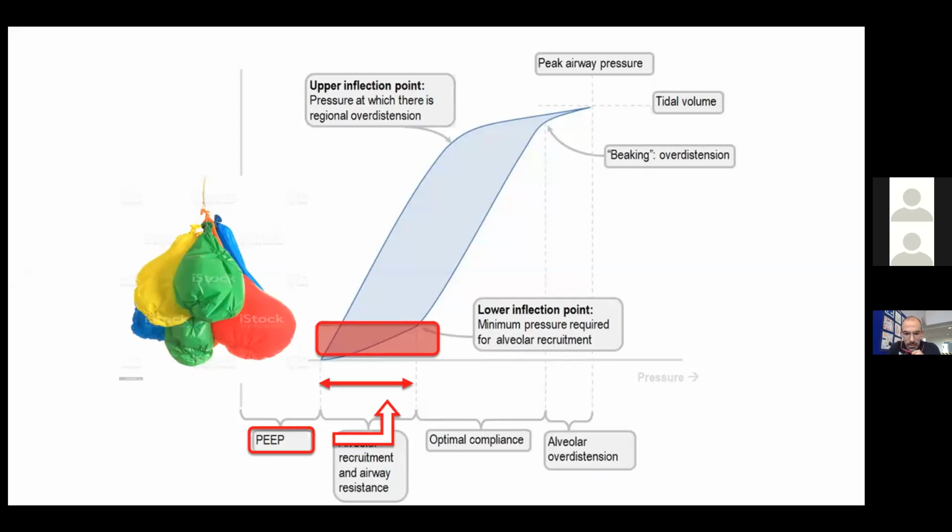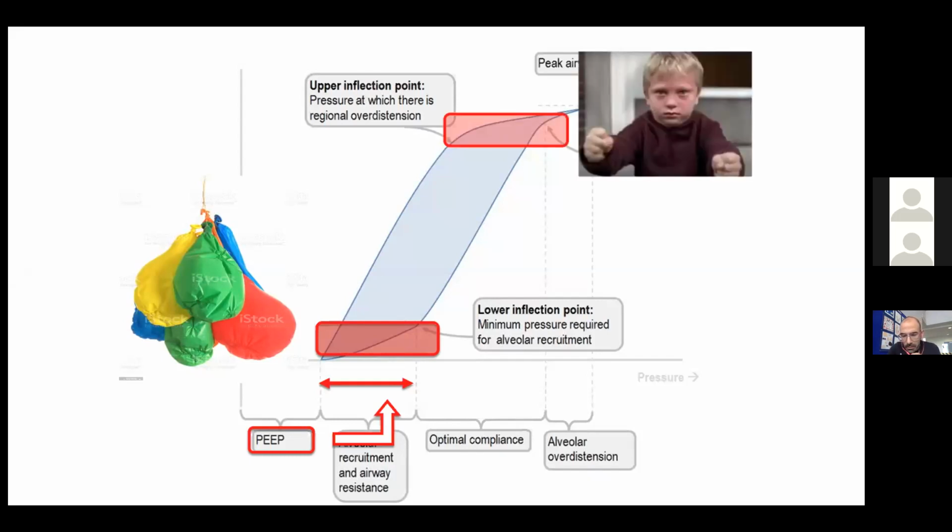So the other important part of this graph is the upper inflection point. Beyond that point, we are over-distending the lungs. And just to make an example, you can see this boy, if we keep putting pressure to open up the lungs, there will be a very high chance of causing a pneumothorax.